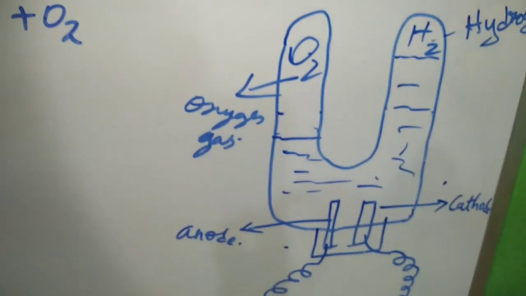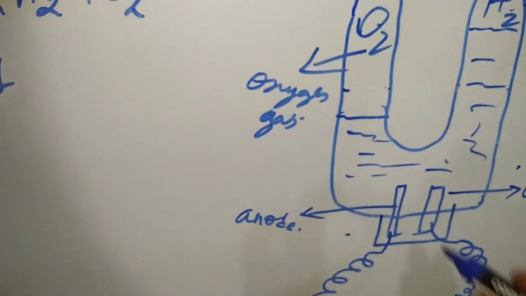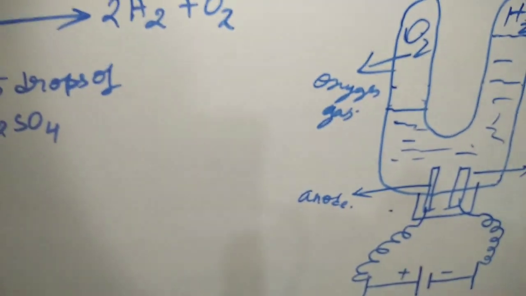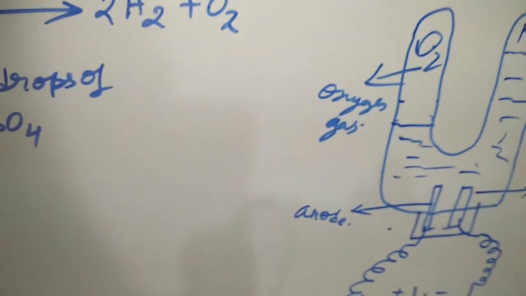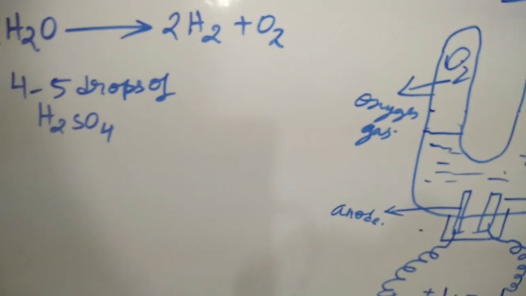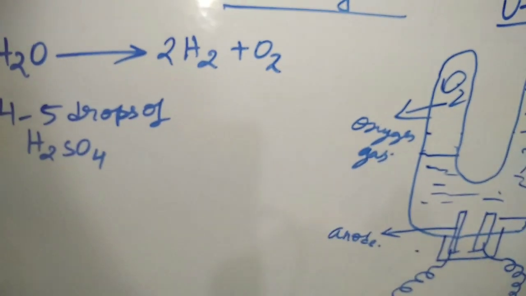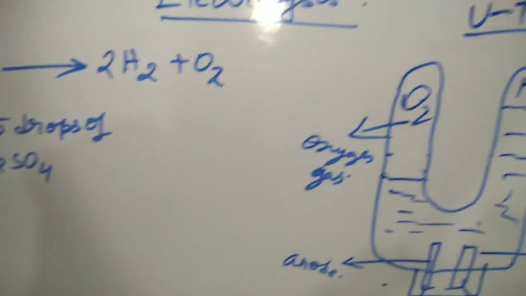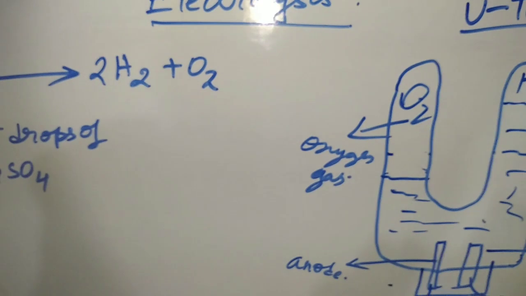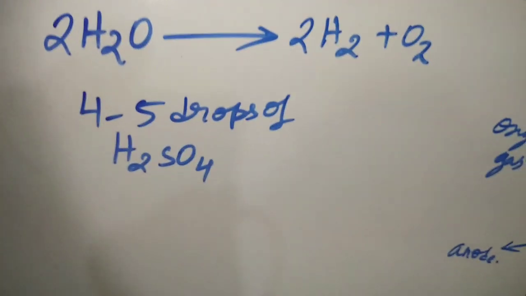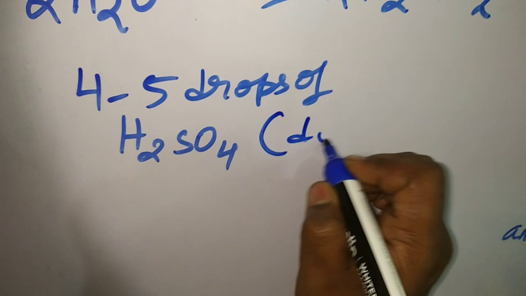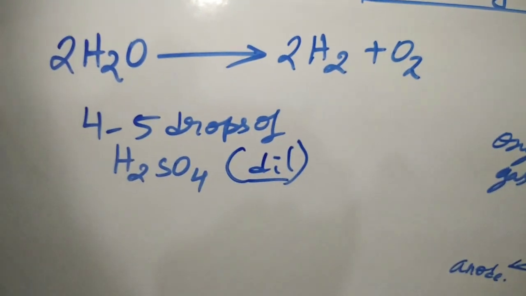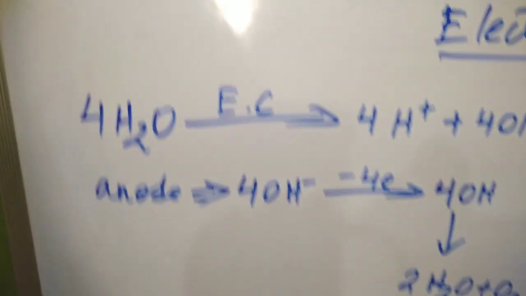and see students, I told you that the electrodes should be made of metal or graphite. In this reaction, the electrolysis of acidified water, we used platinum metal in both anode and cathode. Okay, and the acid should be dilute acid. What? Dilute, not concentrated. Okay students, now let's see the equation. Now see the chemical equation.